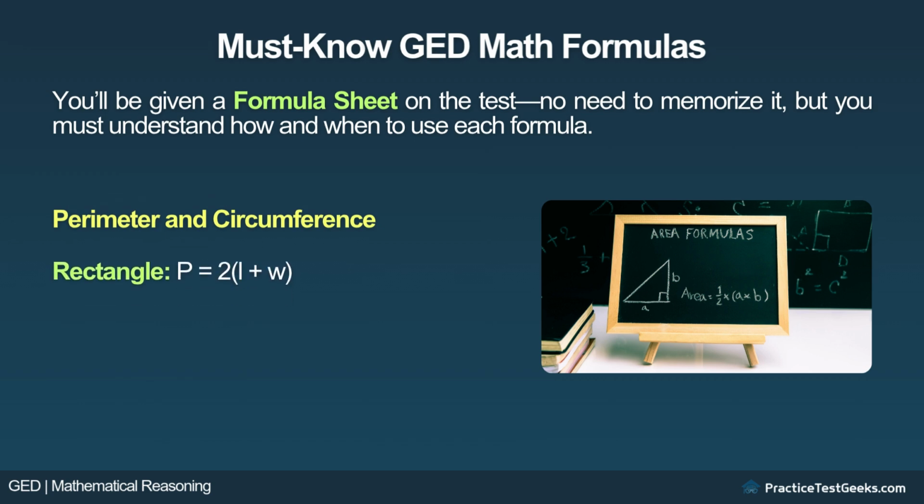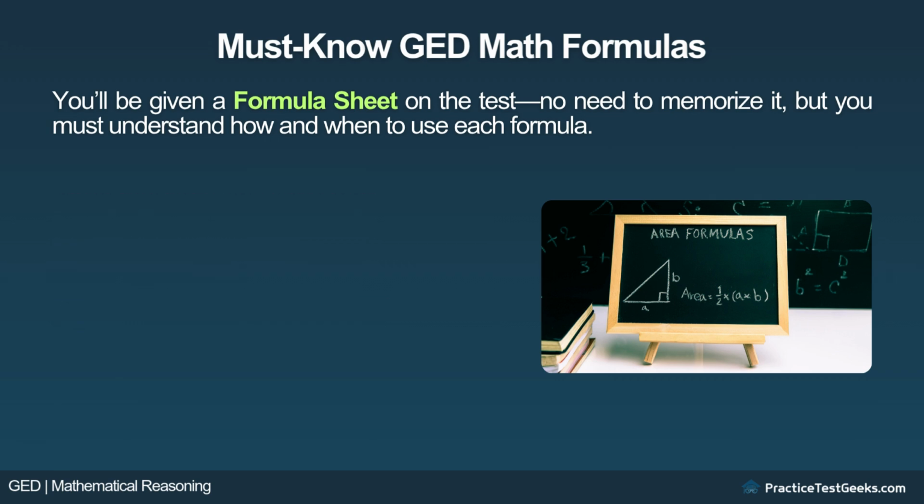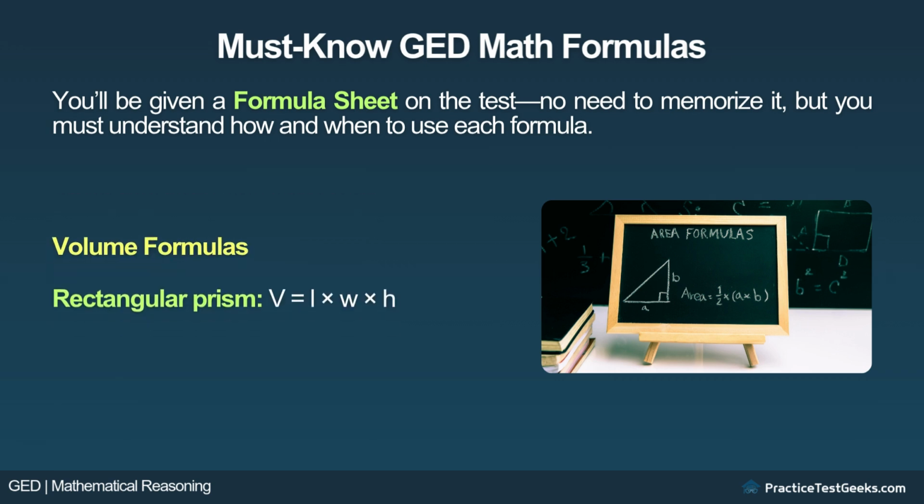Perimeter equals 2 multiplied by length plus width. Circle, circumference. Circumference equals 2 multiplied by pi multiplied by radius, or alternatively, circumference equals pi multiplied by diameter. Volume formulas. Rectangular prism, like a box. Volume equals length multiplied by width multiplied by height. Cylinder, volume equals pi multiplied by radius squared multiplied by height.